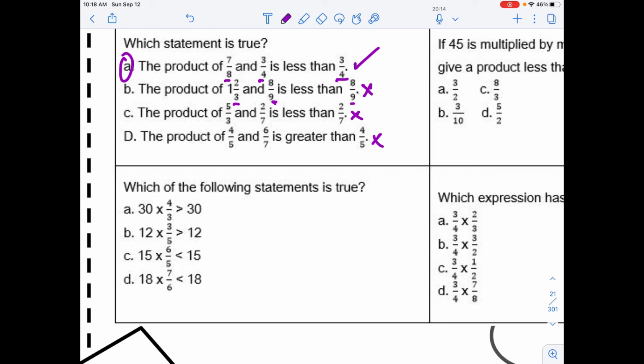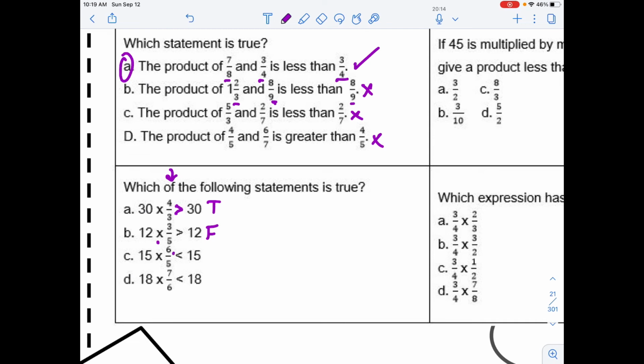Which of the following statements is true? 30 times 4/3 is greater than 30. Well, remember 4/3 is an improper fraction, so that means it's greater than a whole. So it's saying that it's greater than 30. So that one should be true. Okay, let's look at B. 12 times 3/5 is greater than 12. Well, this is a proper fraction, so it would make it less than.